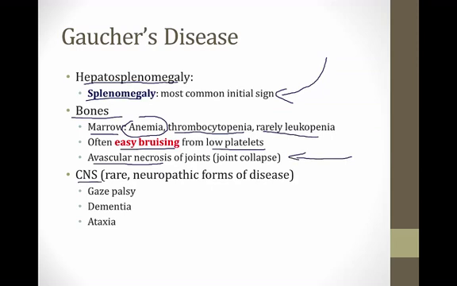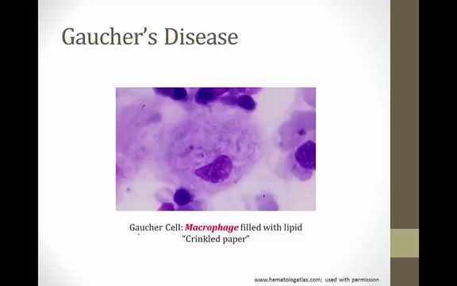This does not occur in the most common form of Gaucher's disease, but there are 2 less common forms where neuropathic disease develops. This includes gaze palsy and dementia and ataxia, and these rare forms with neurologic involvement tend to be much more deadly. This is a picture of a Gaucher cell. It's a macrophage that is filled with sphingolipids. It's described as having an appearance that looks like crinkled paper.